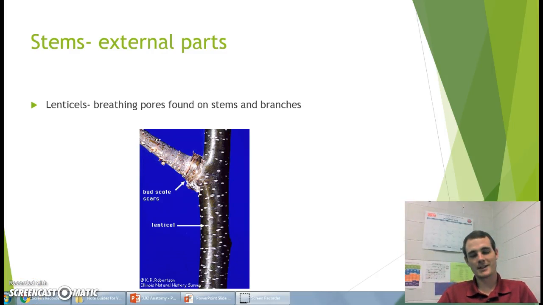Alright, we're now going to start talking about the stems, and we're going to start with the external parts of the stems in plant anatomy. So, lenticels. They are the breathing pores that are found on the stems and branches of plants. As you can see in this image right here, you see all the little white dots on that. They can come in different colors, I think light brown, and they allow the plant to breathe along the stem. Not all plants have them as significant as this one, but they're obvious on this image right here.